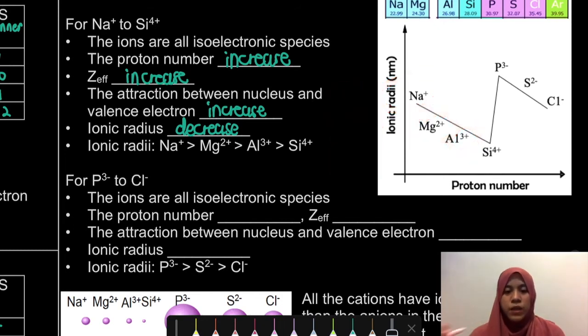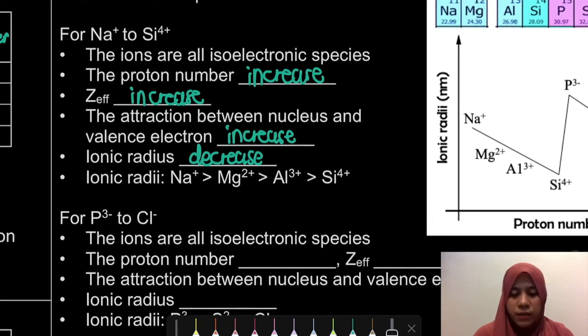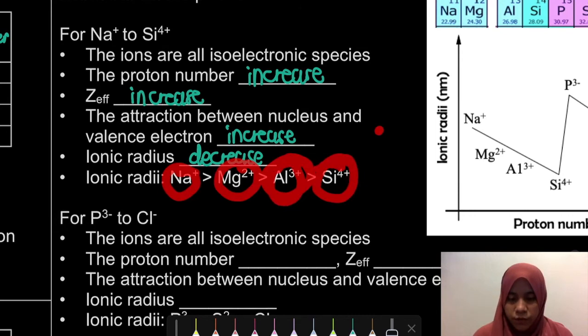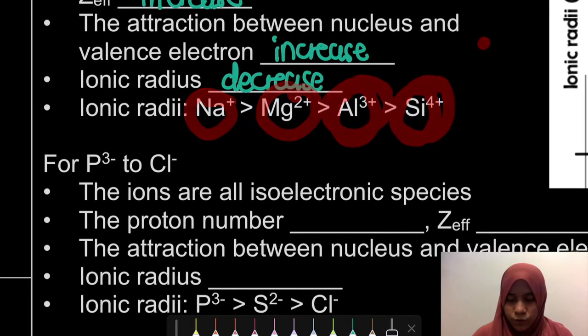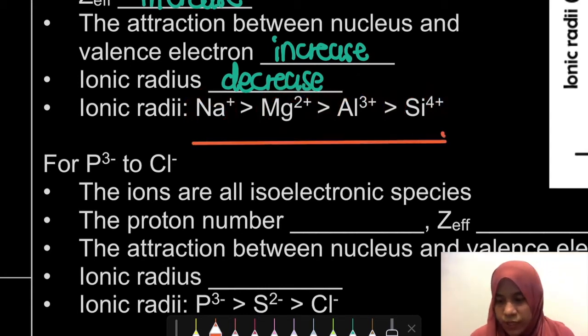So, we know that across the period, the more positive the charge, the smaller the species. So this is what it means: sodium is bigger than magnesium. Magnesium is bigger than aluminium. Aluminium is bigger than our silicon. Okay. Or, you could also write it down like this, for example: if you want to do increasing atomic radius, increasing ionic radius.